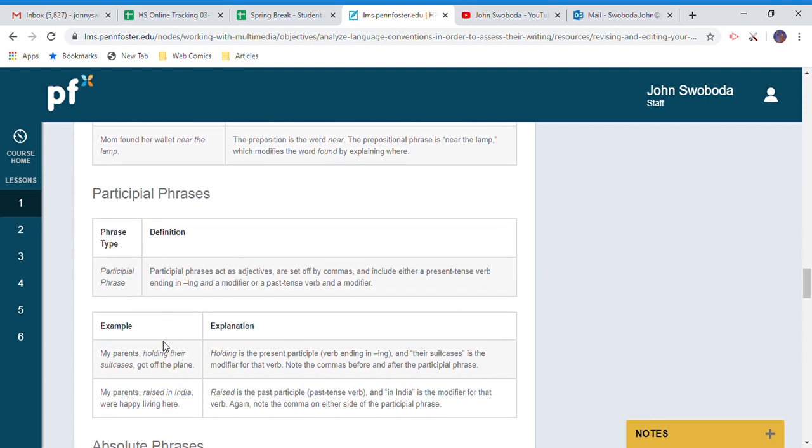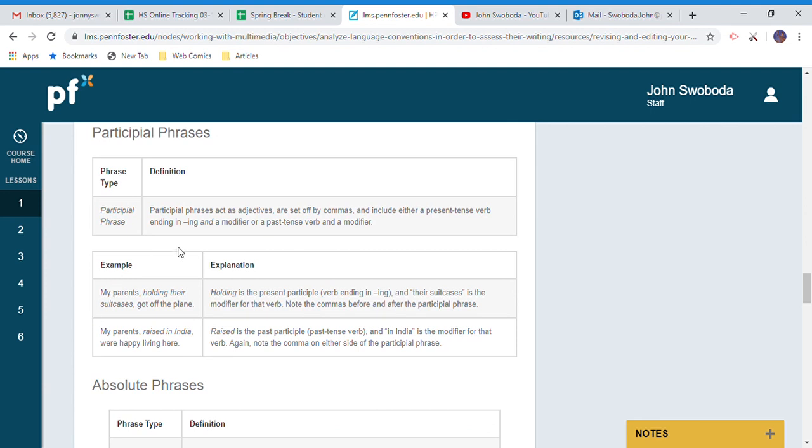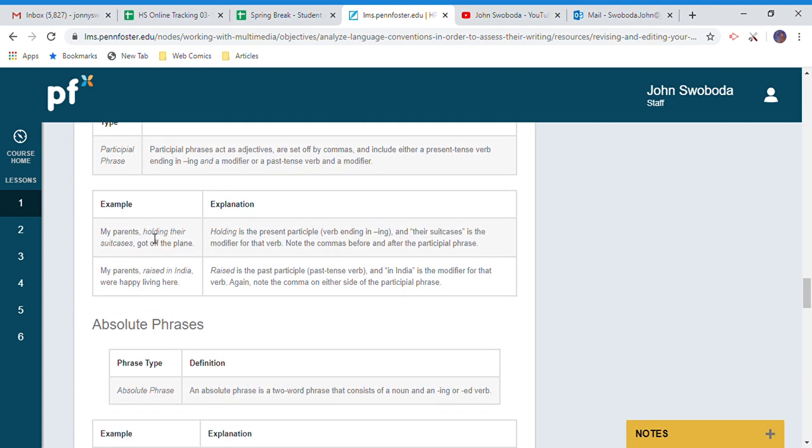Participle phrases, participial, maybe you pronounce it. They act as adjectives, are set off by commas, and include a present participle. So yeah, they're set off by commas is where you're going to get it. See, my parents, holding their suitcases, got off the plane.